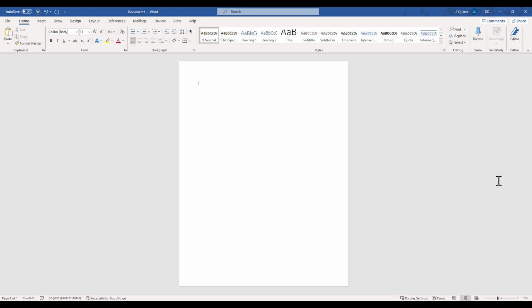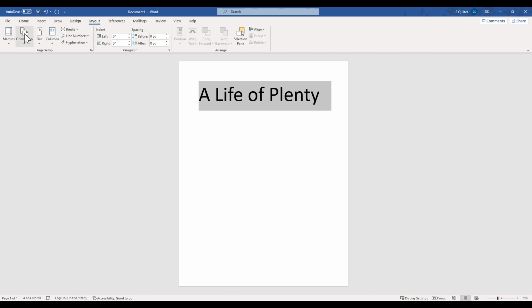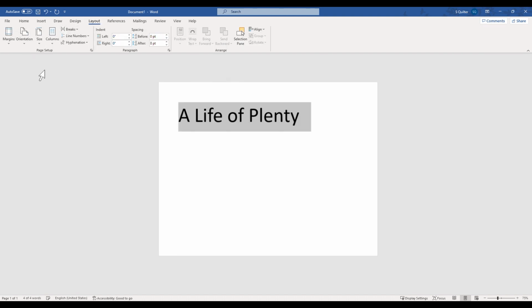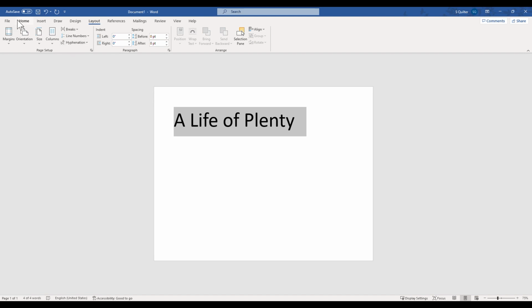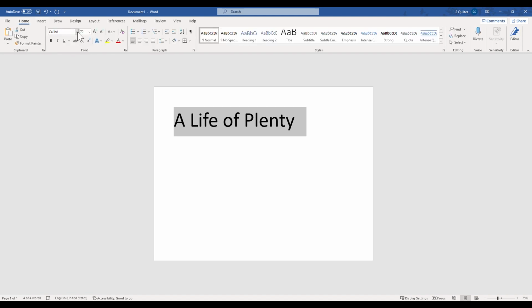Welcome. I'm here at my computer. I have a Word document open, and I'm going to type in the title of the quilt, A Life of Plenty. I'm going to choose a font that's as big as I can get it. I can probably make this landscape orientation, so it comes out nice and big. Choose a font that's pretty big.